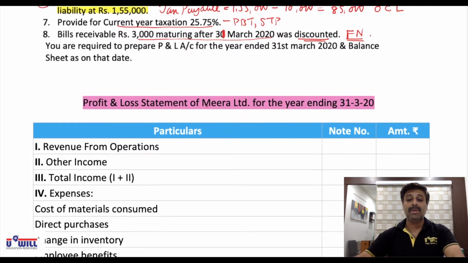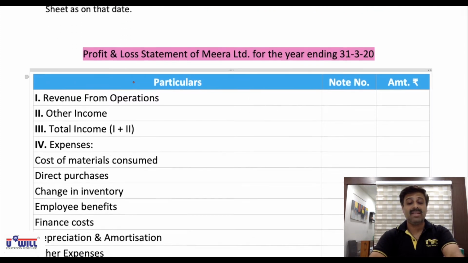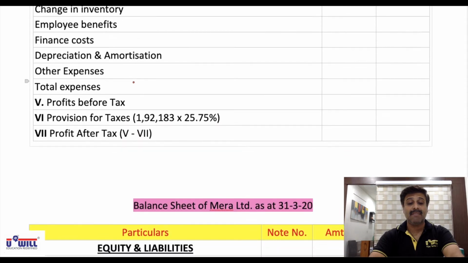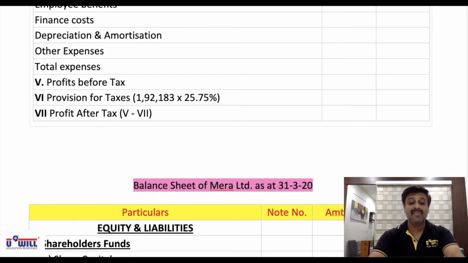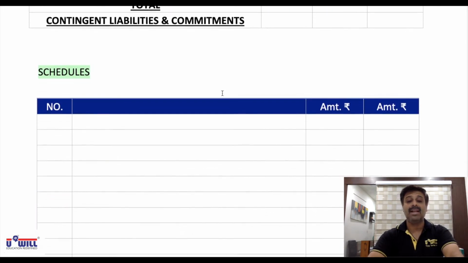You are required to prepare the profit and loss account for the year ended 31st March 2020 and the balance sheet. Pause the video and make the format of the profit and loss statement and balance sheet, everyone. And then after that, I'll start making the notes. All of you pause the video and make the formats of profit and loss statement and balance sheet.